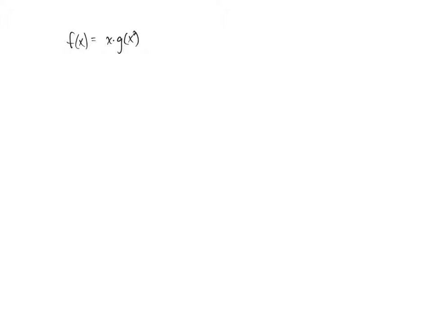Okay, so now we're going after the derivative of f of x. So we're going to need the product rule. This is my first function, x, and g of x squared is my second function. So the derivative of the first is 1 times the second function, which is g of x squared, plus the first function, x, times the derivative of the second function. So the second function is g acting on x squared.